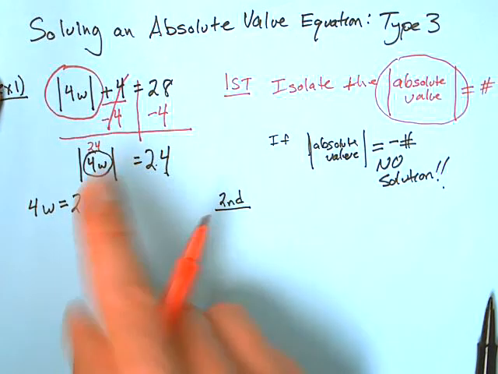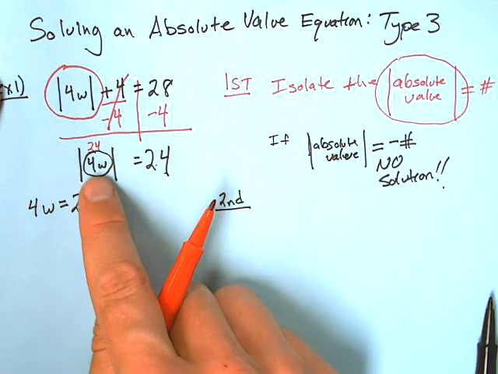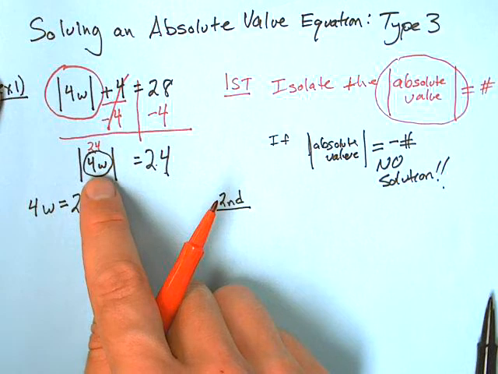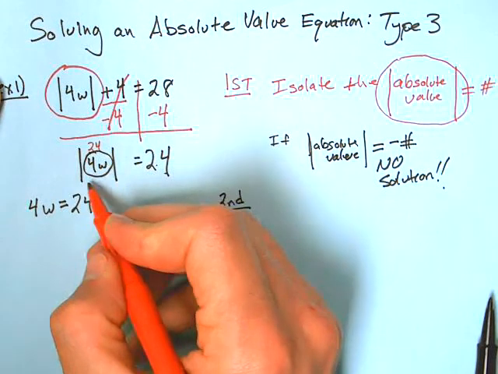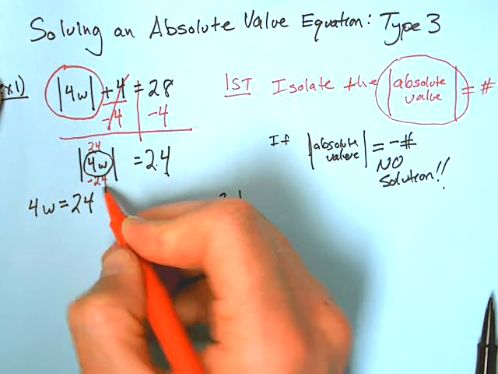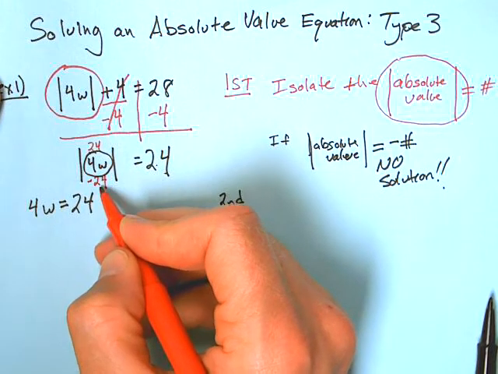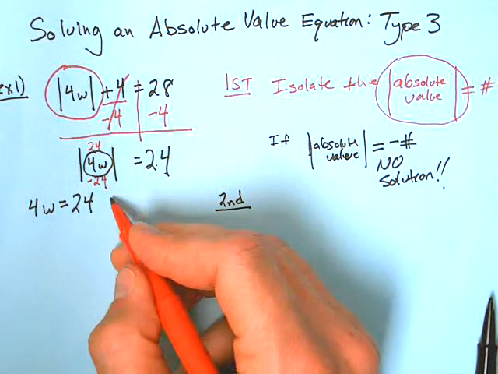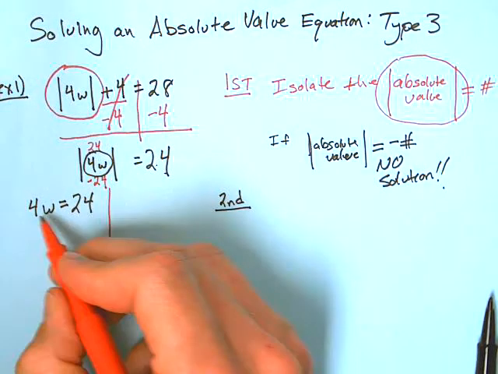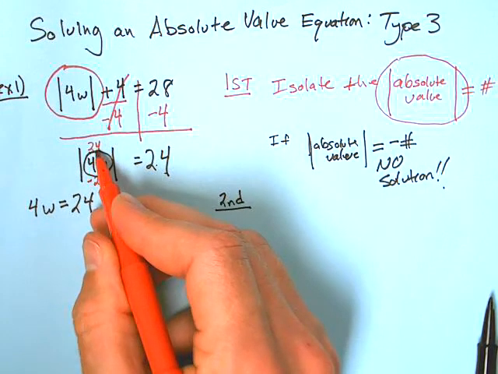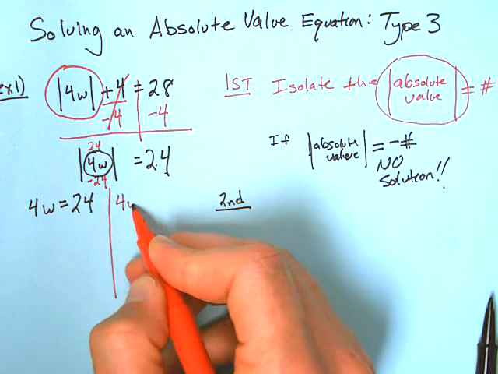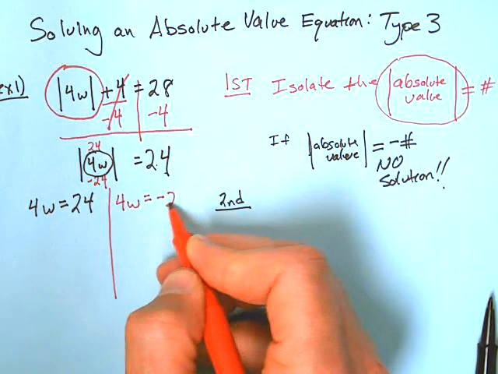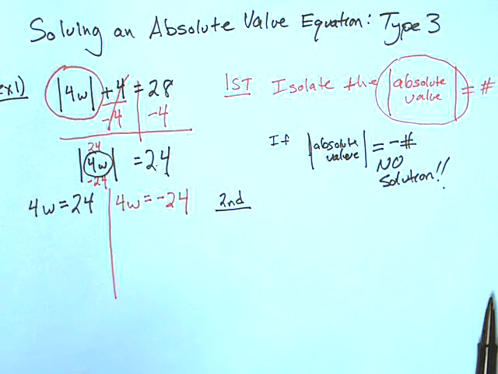But that's not the only thing I could take the absolute value of that will give me 24. 4w, that inside, could also be the number negative 24, because if I were to take the absolute value of negative 24, it's still 24. So I have to set up really two different equations. 4w could be 24, or 4w could be equal to negative 24. There are two possible solutions.